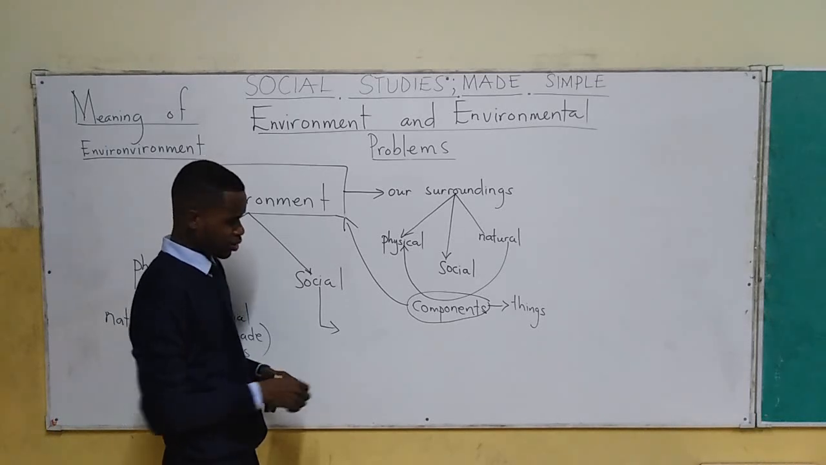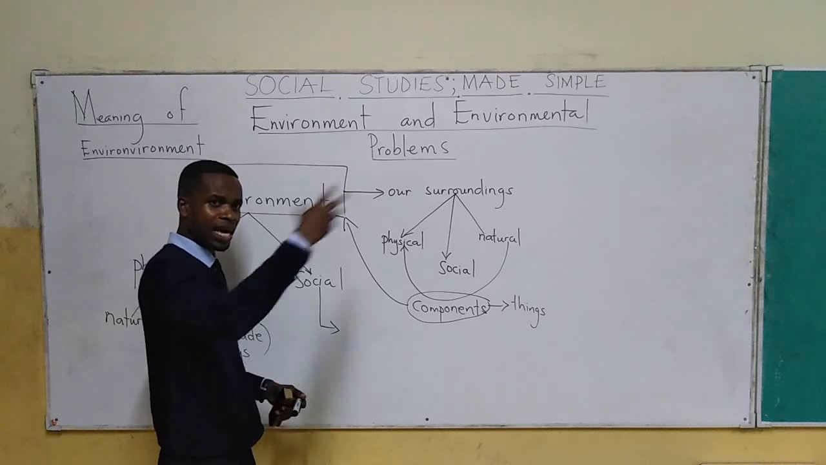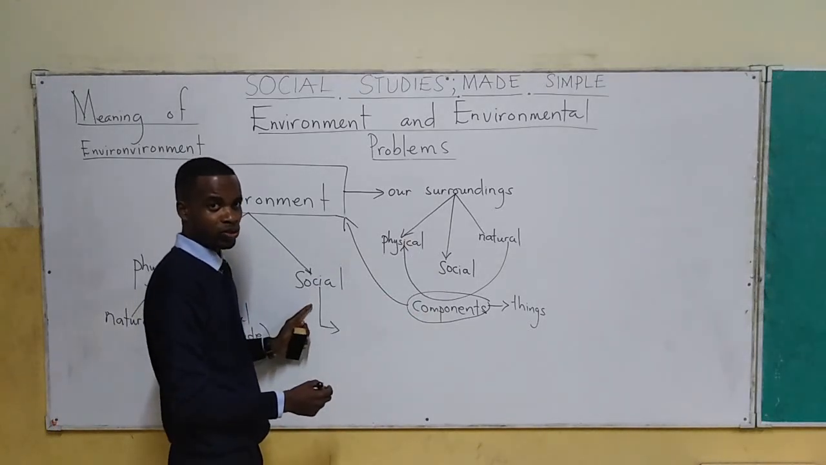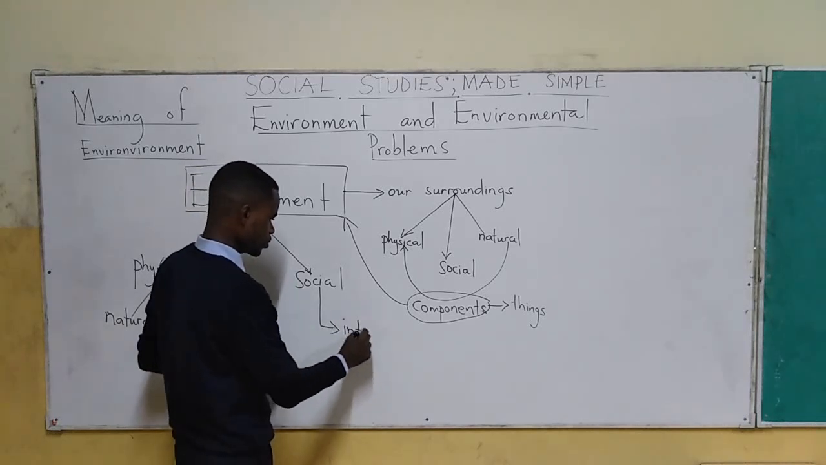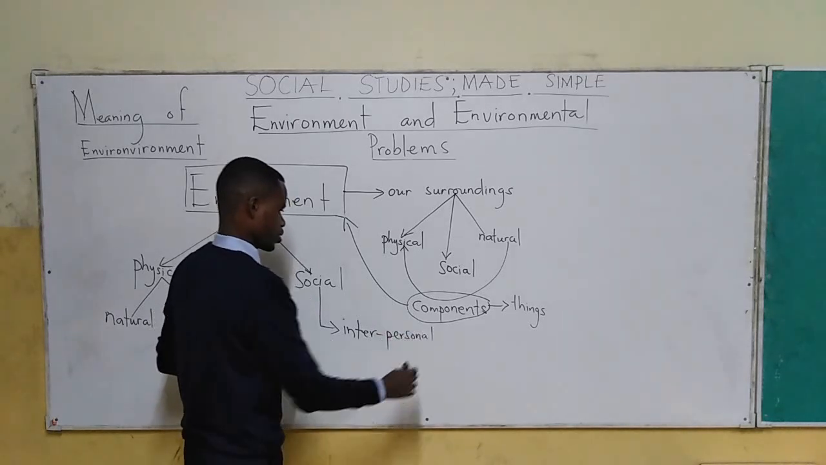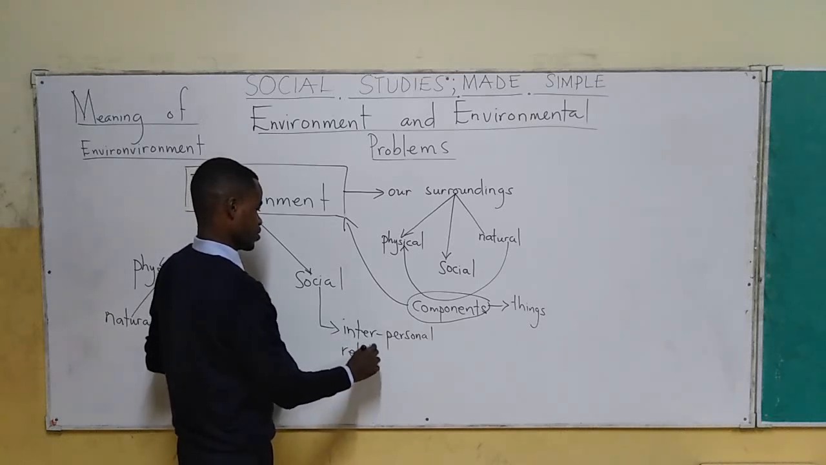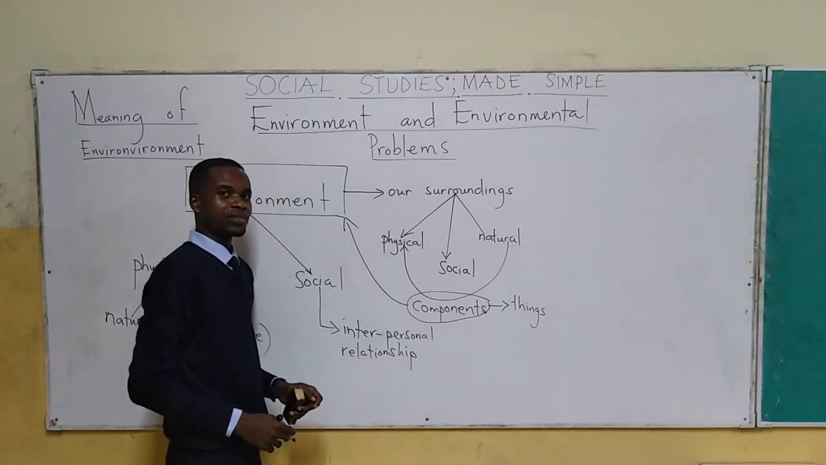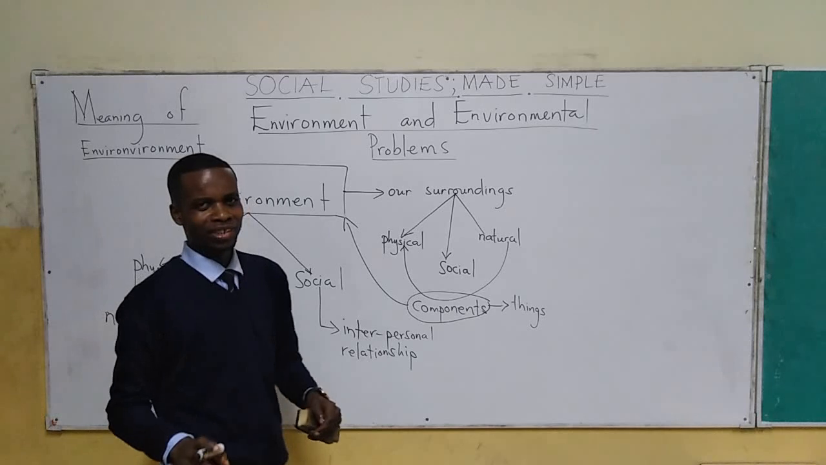So for that matter, we need to talk about the relationship that exists between one man and another man. So we can say that the social environment is the interpersonal relationship that exists between mankind. I hope you got it.